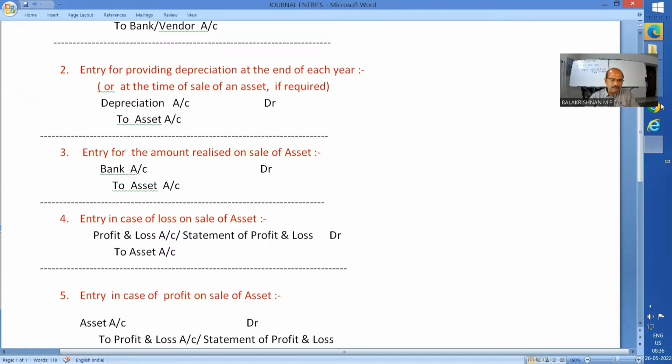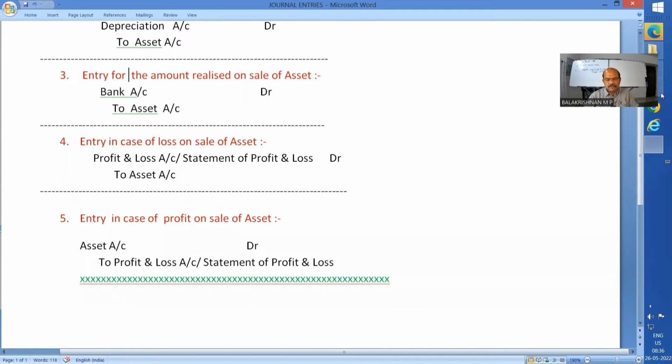Next, entry in case of profit on sale of asset: asset account debtor to profit and loss account or statement of profit and loss account. Or in other words, it is the reversal of entry 4. So these 5 journal entries you have to be very thorough.